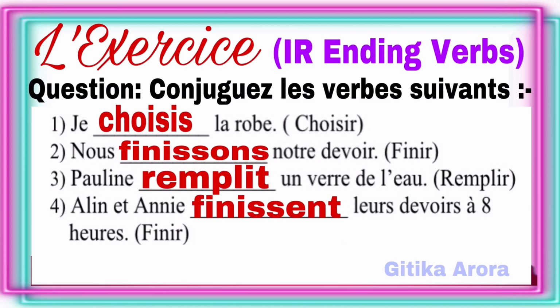Now let's proceed to the last question, which is Alan et Annie. Now see the subject. There is the name of a girl and a boy. So it was there in your important rules that if the subject is one boy and one girl, then we will conjugate the verb with ils. So the answer will be finissent. Okay? Alan et Annie finissent leur devoir à 8 heures. Alan and Annie finish their homework at 8 o'clock.